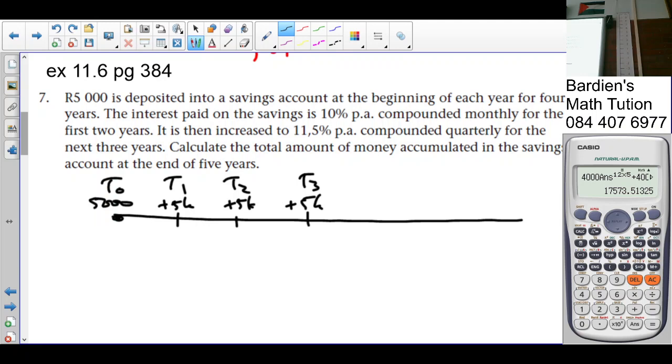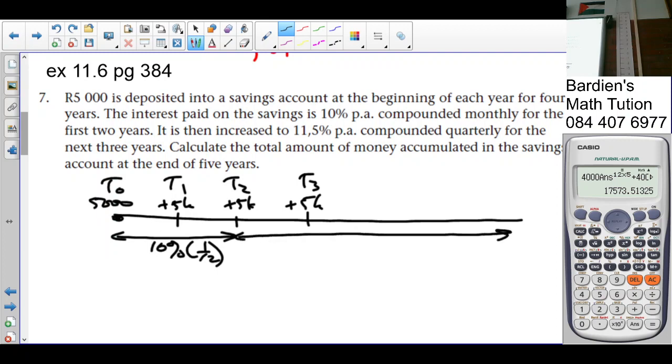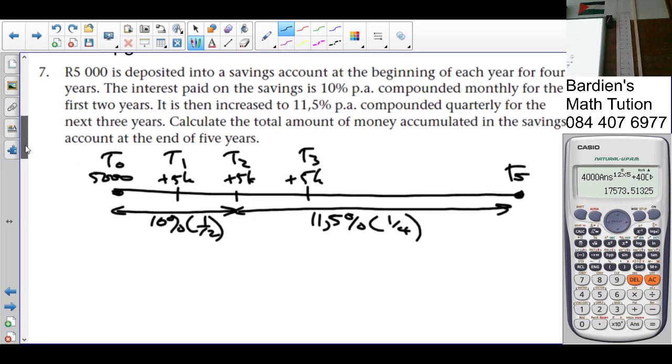The interest paid on the savings account is 10% per annum compounded monthly for the first 2 years. That's 10% per annum compounded monthly for 2 years. It then increases to 11.5% per annum compounded quarterly for the next 3 years. So that takes you to T5. Fine. Not so? Calculate the total amount of money accumulated in the savings account at the end of 5 years.